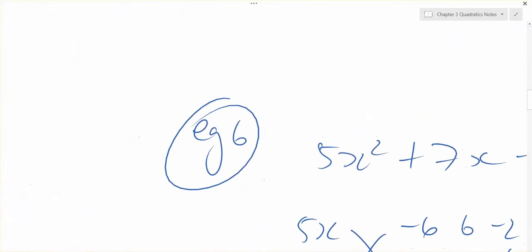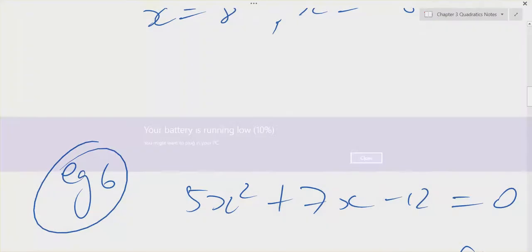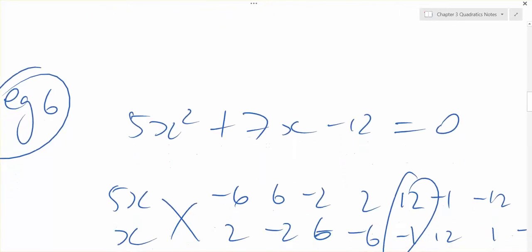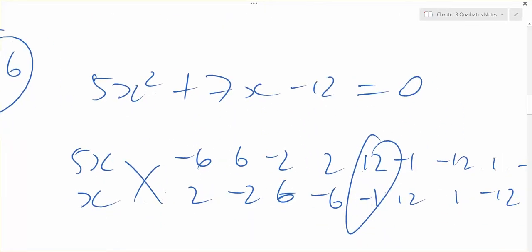For the next one, now this one's a non-monic type of factorization that we need to do, because we've got 5x squared plus 7x minus 12 equals 0. So we want to get it into factor form so we can solve for when x equals 0. So I use the cross product way.